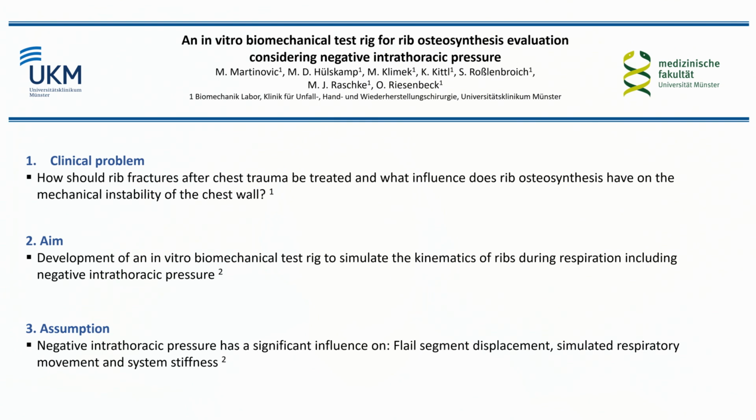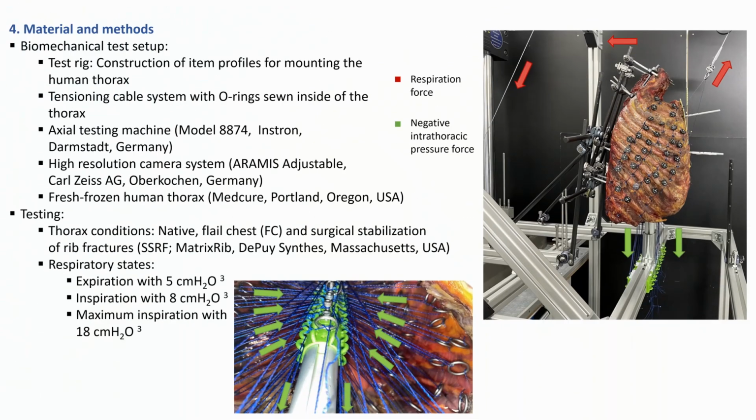a biomechanical setup with which the kinematics of the ribs can be simulated during respiration. Compared to other test setups, it should include the negative intrathoracic pressure. The biomechanical test setup consisted of a basic frame, the cable system for simulating the negative pressure, an axial testing machine, and a high-resolution camera system.